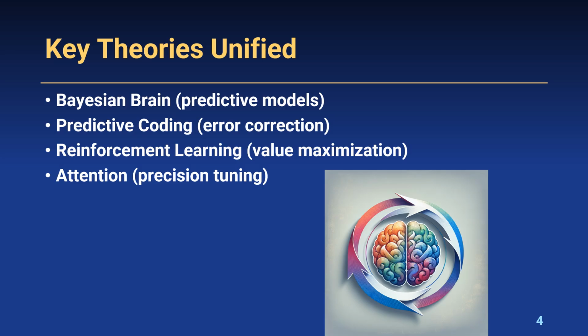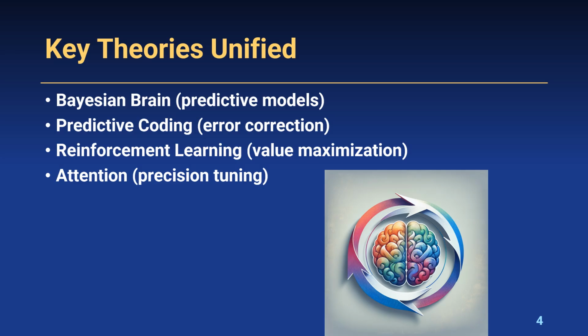This principle ties closely to the Bayesian brain hypothesis, which suggests the brain operates like a statistical inference machine. It builds hierarchical generative models, essentially predictions about the causes of sensory inputs, and constantly updates these models based on new information. This updating process is often described as predictive coding, where the brain sends predictions down the hierarchy and receives prediction errors, the differences between what it expects and what actually happens, back up to refine its models.